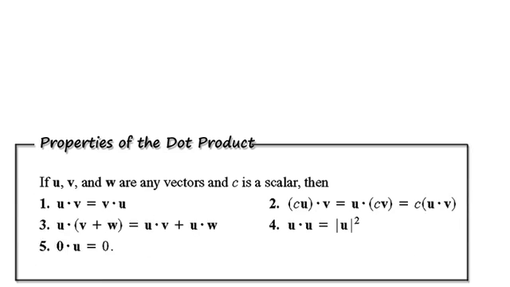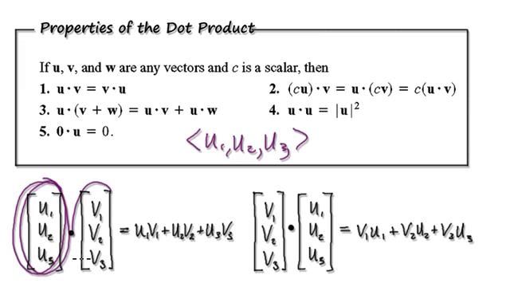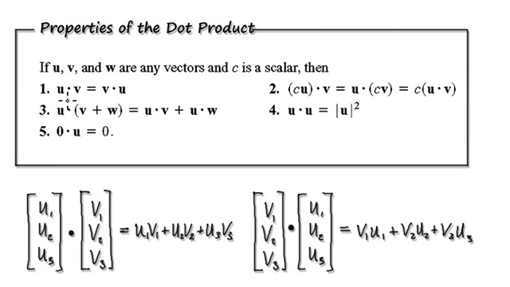In this video, we're going to look at properties of the dot product. Let's say you have vectors u, v, w, and a scalar c. In the past, we would write vectors as 1, 2, 3, but I'm going to write vectors in this format.